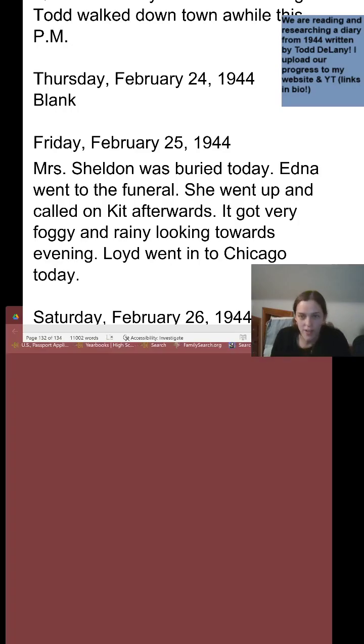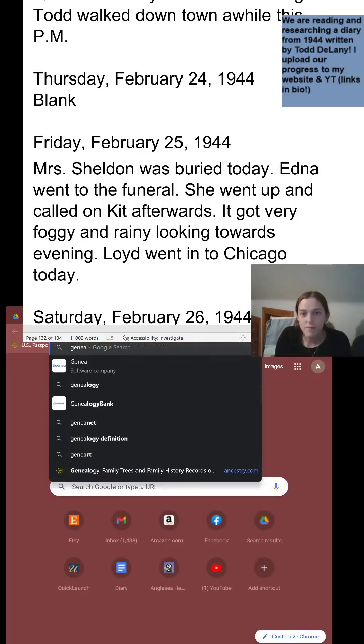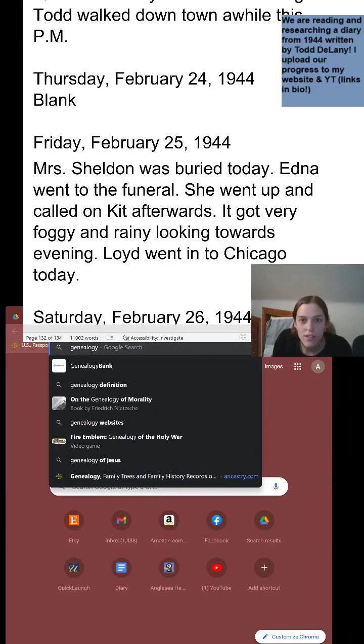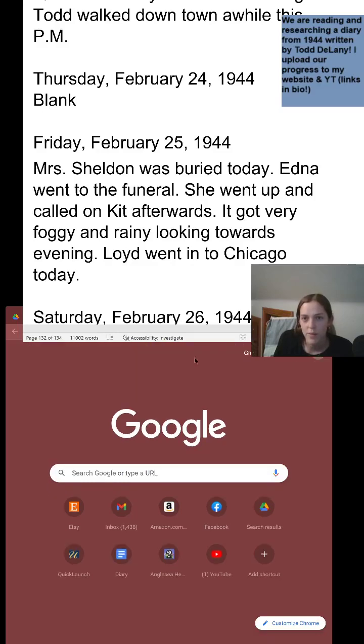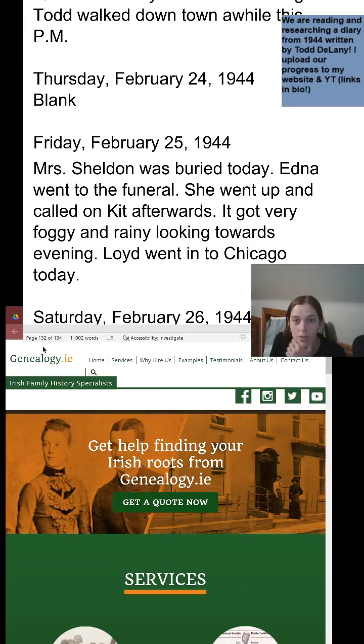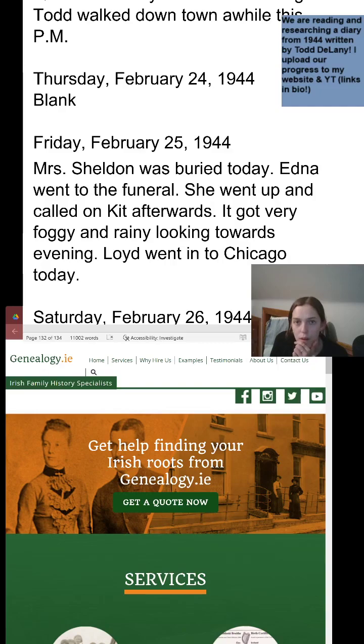IrishGenealogy.ie is free. Okay, let me open it. I always misspell this. Genealogy.ie. If you have a library card, they sometimes give you access to Ancestry. Yes. I think that the one that my library gives us, this isn't working for me. Maybe it's just not loading. There it is. Okay, cool. I'm going to bookmark that. My library, I think they require you to go there.